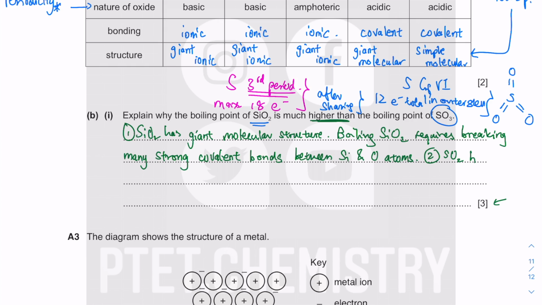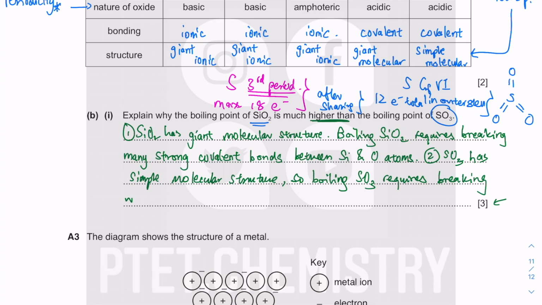SO3 has a simple molecular structure. So boiling SO3 requires breaking weak intermolecular forces of attraction. So we are talking about the forces of attraction between the molecules. Finally, you need to compare, because it's the comparison that matters.